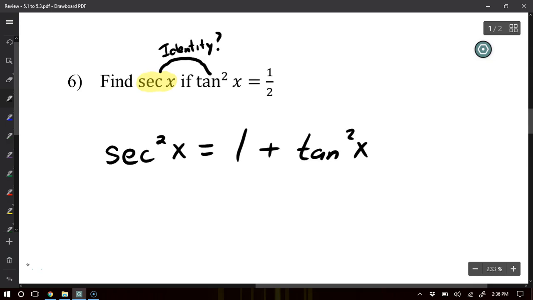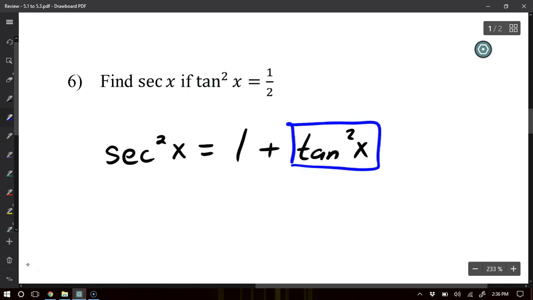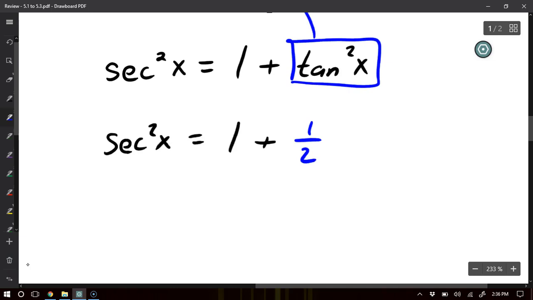Well, notice you're given tangent squared of x equals 1/2. So let me erase this and focus. I am told what tangent squared of x is, so I am going to replace the tangent squared of x with my 1/2. So I know secant squared of x equals 1 plus, now I don't need to square it because I'm already told what tangent squared is. It is 1/2. So I'm given secant squared of x.